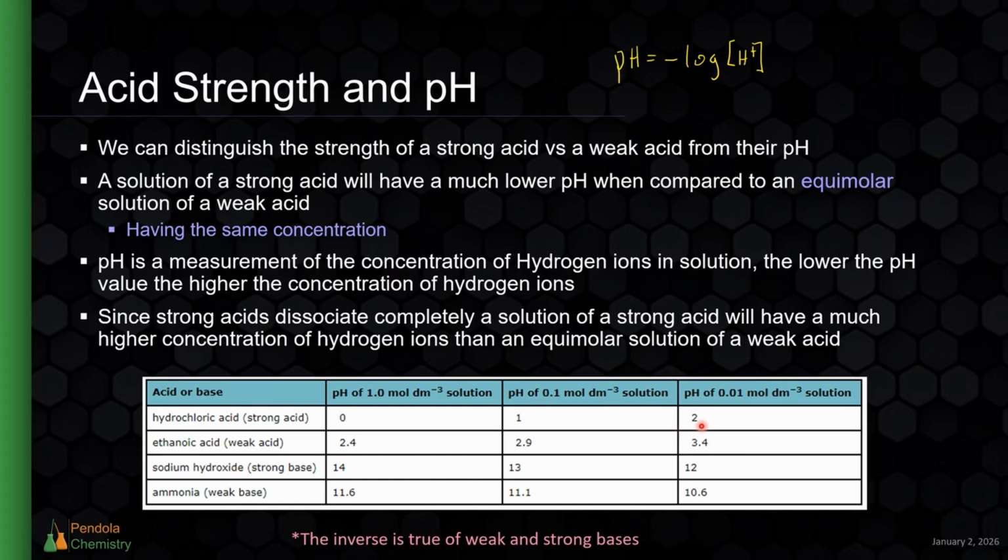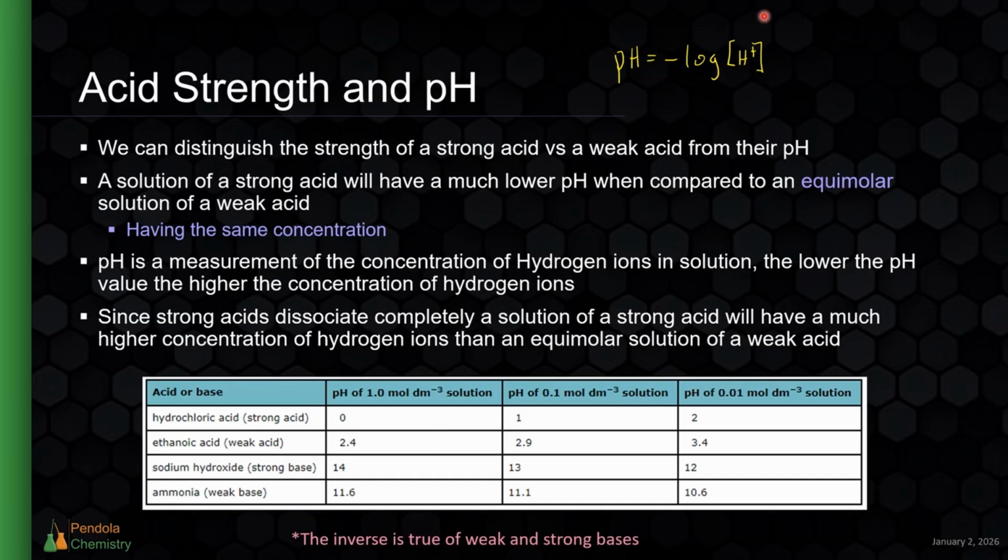So again, hydrochloric acid is going to be lower. The strong acid has a lower pH than the weak acid if they're equimolar solutions. We cannot compare non-equimolar solutions because if you notice, even though hydrochloric acid is a strong acid and the ethanoic acid is a weak acid, if we compare the 0.01 molar hydrochloric acid solution to the 1 molar ethanoic acid solution, the 1 molar ethanoic acid solution has almost the same pH because these two are not equimolar to each other, they don't have the same concentration.